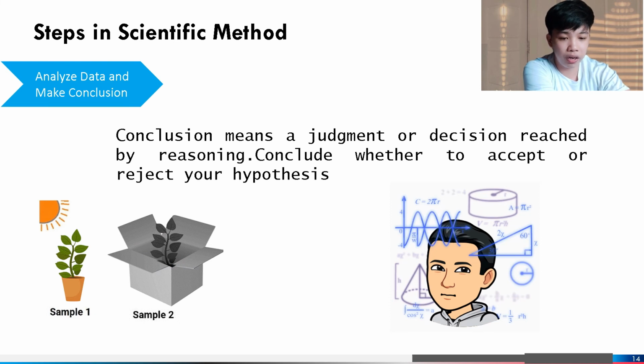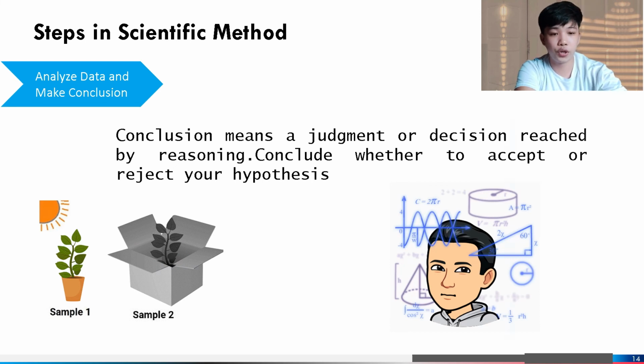So from that experiment, napansin mo na in order for the plant to live or survive, they need the sun. At pag walang sun, mamamatay yung mga halaman. So you can now make your conclusion that plants need sunlight in order for them to grow.